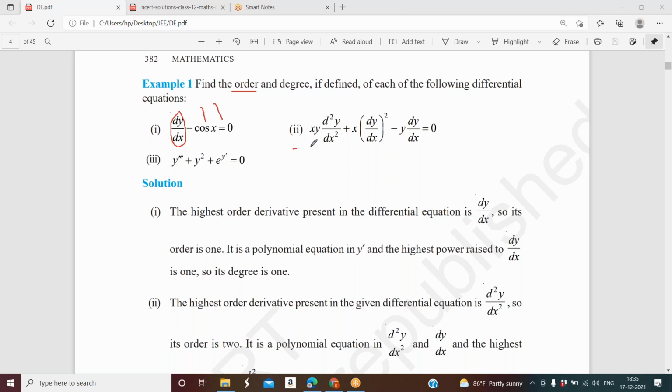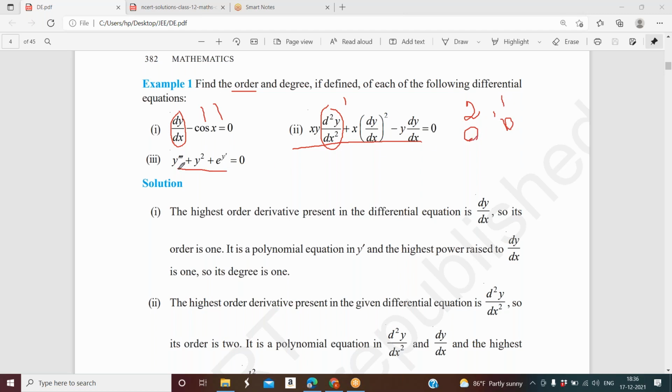And what about the second equation? Here in the first term, we are differentiating y with respect to x 2 times. Whereas in the second term, we are differentiating y with respect to x only 1 time. The third term also, y is differentiated with respect to x only 1 time. So highest order derivative is d square y by dx square. So what is the order? Order is 2. We are differentiating y with respect to x twice, and its power is 1. So order is 2 and degree is 1.